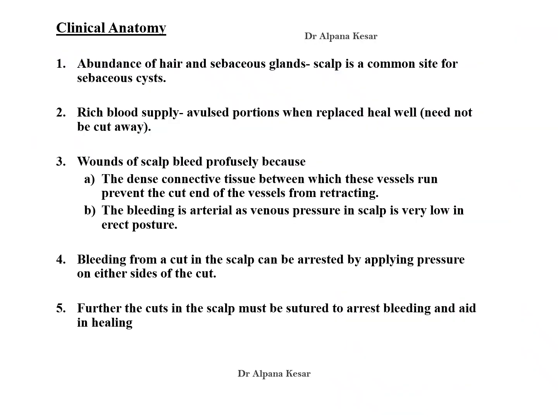Clinical anatomy of scalp. In the scalp, hair follicles and sebaceous glands are present in abundance. Hence, scalp is a common site for the formation of sebaceous cysts. Whenever there are injuries in the scalp and parts of scalp gets avulsed, then they need not be cut away. When the avulsed portions of scalp are replaced and sutured back, it will heal well. It is so because scalp has a rich blood supply.